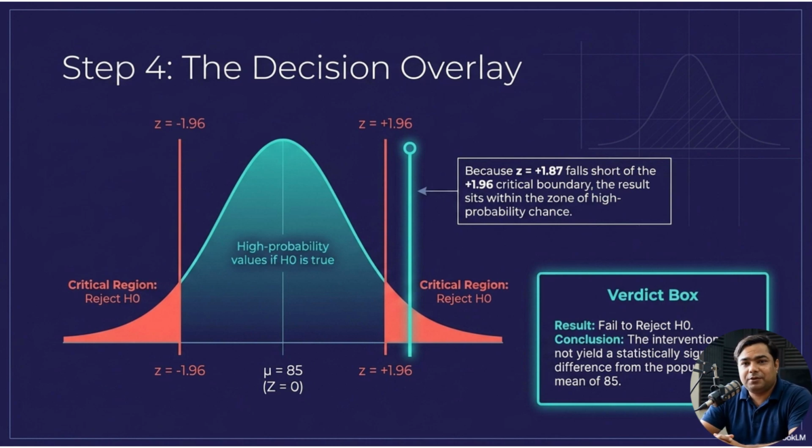So, in this example, the conclusion is the intervention did not show a statistically significant difference from the population mean of 85, even though the sample mean was 90. The difference was not large enough compared with the expected sampling variability. This teaches us one important lesson. A visible difference is not always a statistically significant difference.